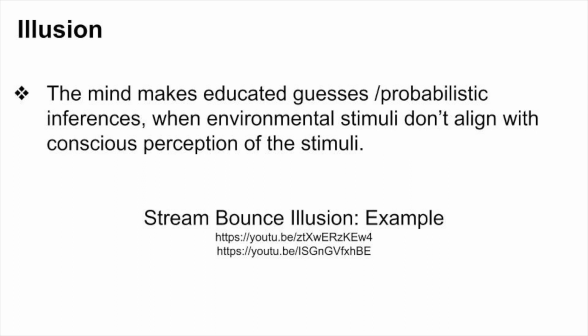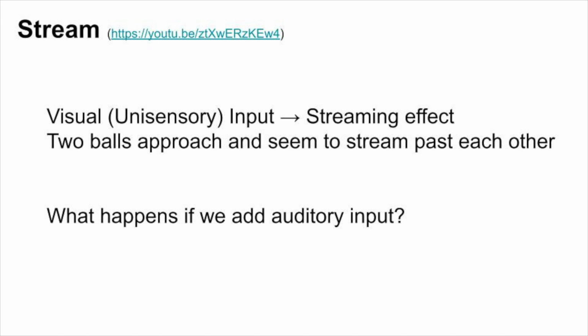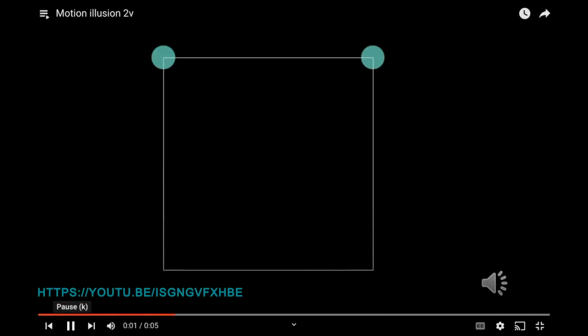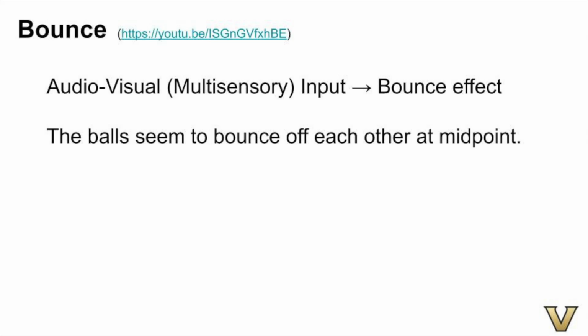Let's look at an illustration of a stream bounce illusion. What you saw was visual input, where two balls seem to stream past each other. What happens when we add auditory input? When you add in the audio, the two balls seem to bounce off each other. What we imagine hearing will change what we see.